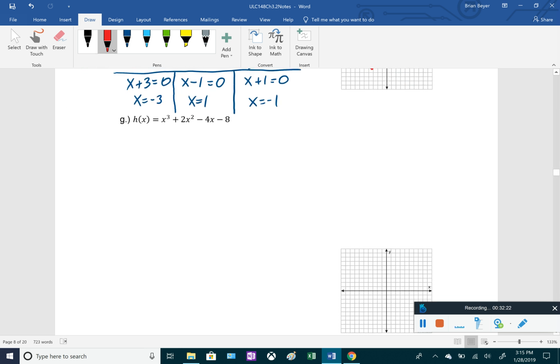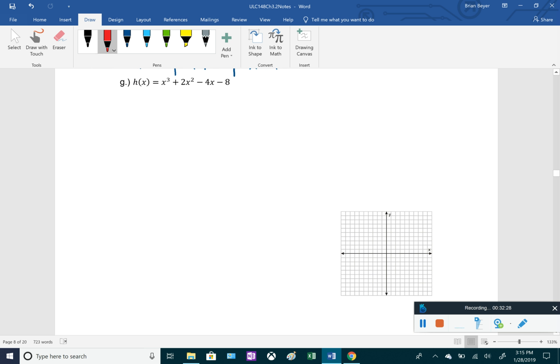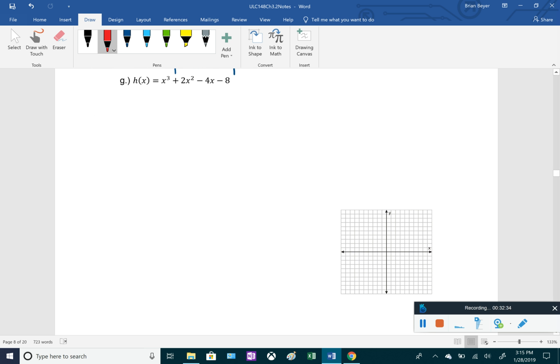Okay, let's do one or two more just to make sure we got this. This is usually one of the hardest parts, that's why I have a lot of examples here. So for the next one, h of x is x cubed plus 2x squared minus 4x minus 8. So this is also going to be grouping.